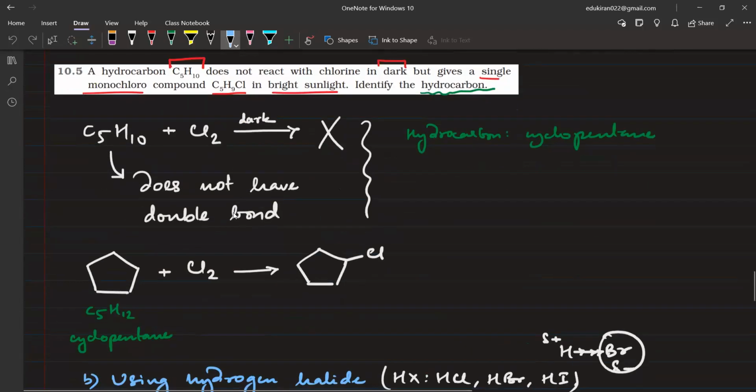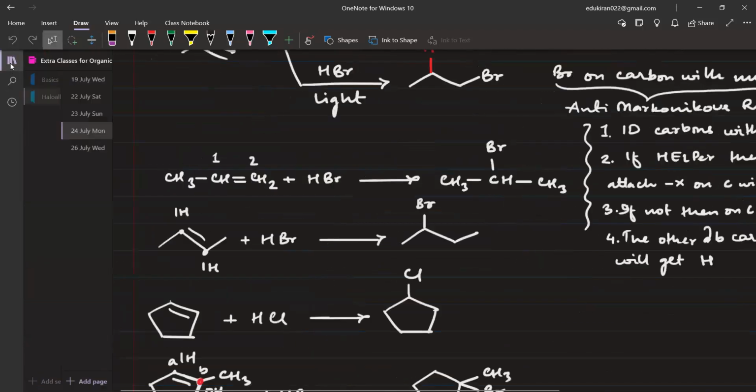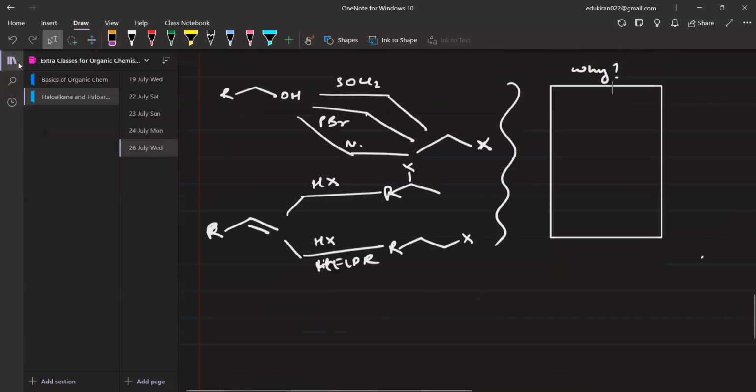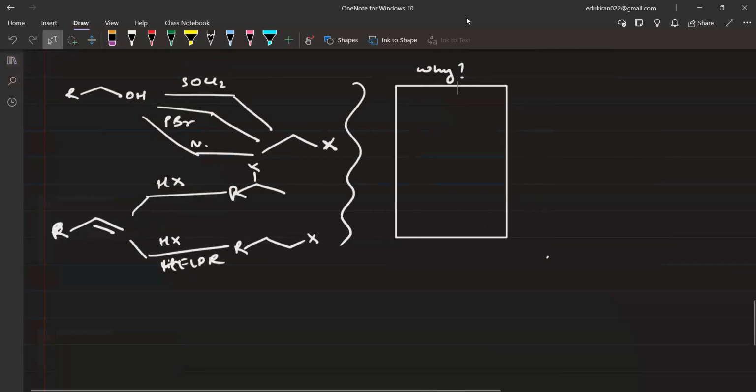Okay, so these are the things. What I said is, you will make a sheet of why questions. This why question sheet will contain only haloalkane and haloarene. So for all the why questions, we have done only the method of preparation of haloalkane and haloarene.